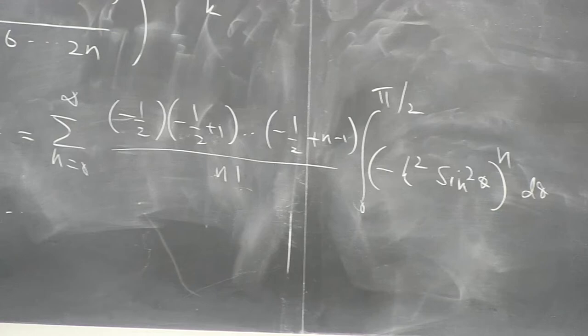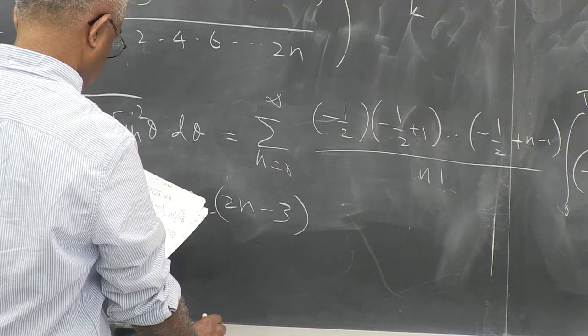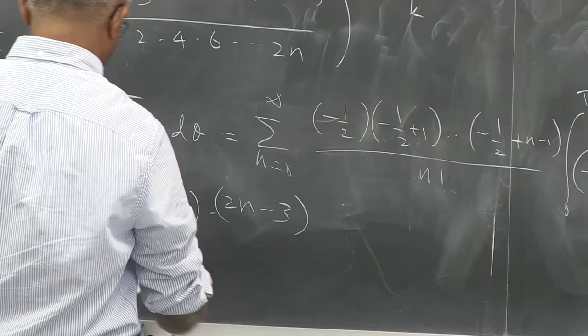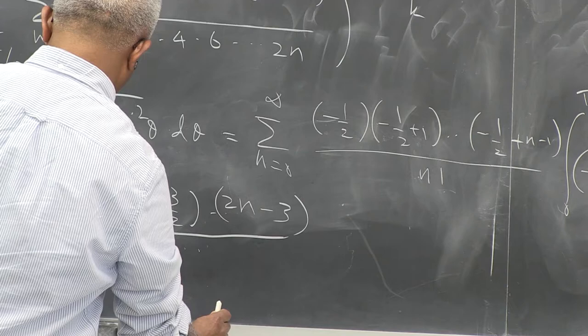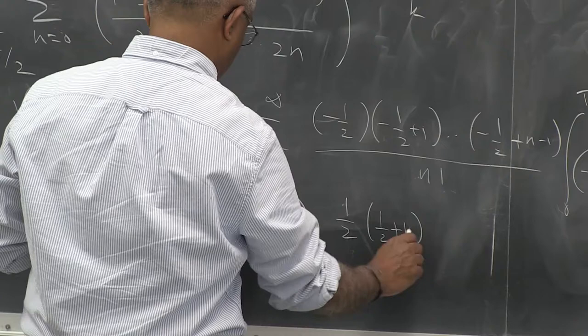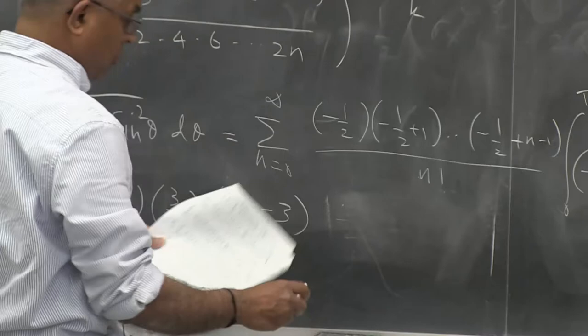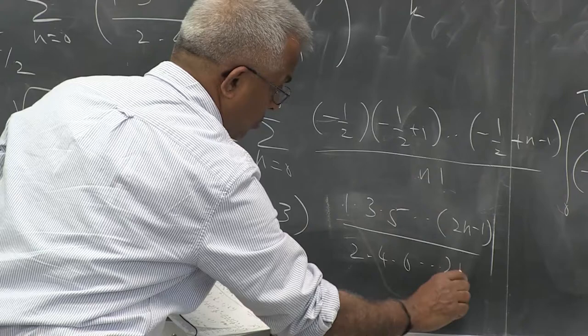You can see from here, 2n minus 2, 2n minus 3 there. And from the sine, you get, and here you have 2, 4, 6, etc. up to 2n. And you also have, you have to take care of the other terms, half, half plus 1. In other words, when you do the sine to the power 2n theta, you get 1, 3, 5, etc., 2n minus 1, over 2, 4, 6, etc. up to 2n, then pi by 2, and there is also a k to the power 2n.